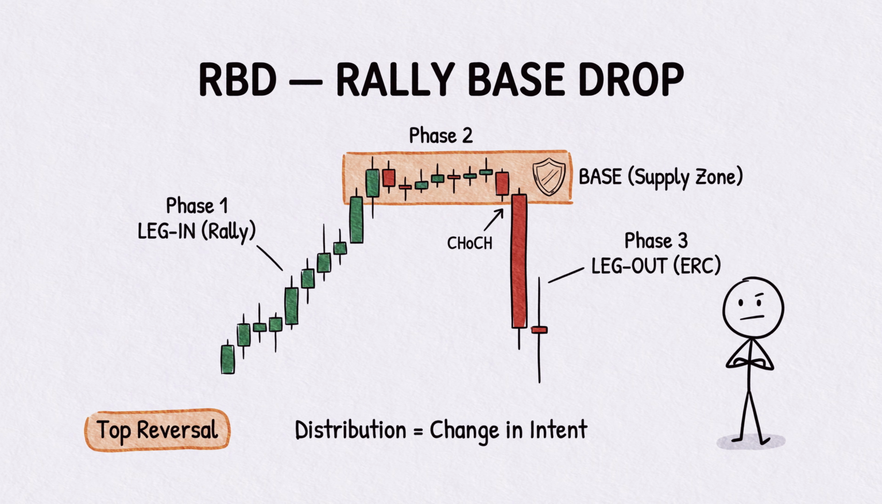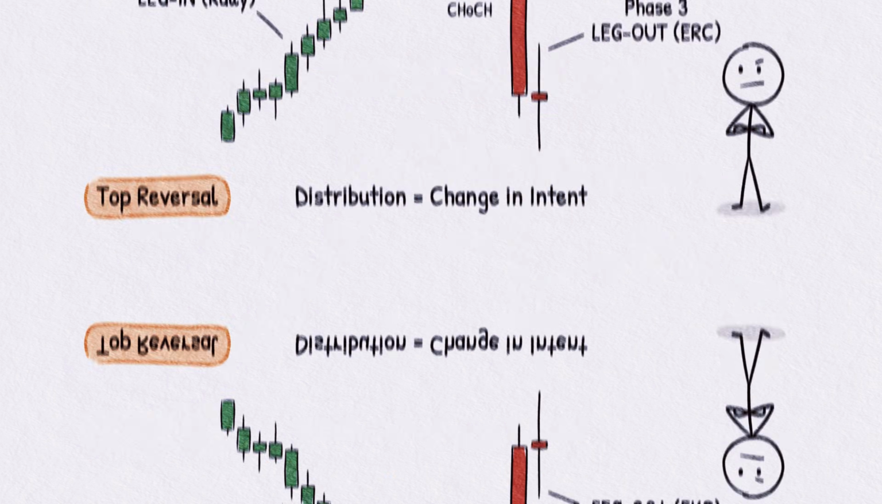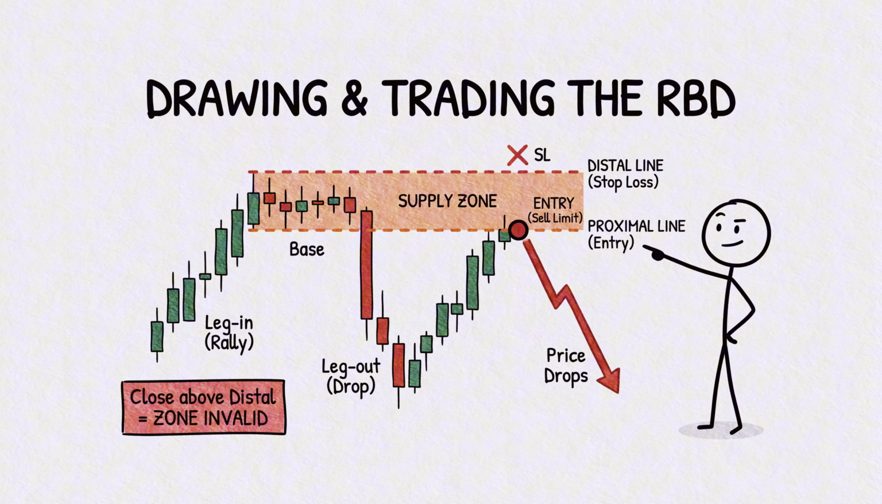This is where CHOCH, change of character, forms. That means price for the first time fails to continue the old trend, creating a lower high in an uptrend or a higher low in a downtrend. This is the earliest signal that the trend is about to reverse, and RBD is where CHOCH appears most powerfully and violently. Zone drawing mirrors DBR.